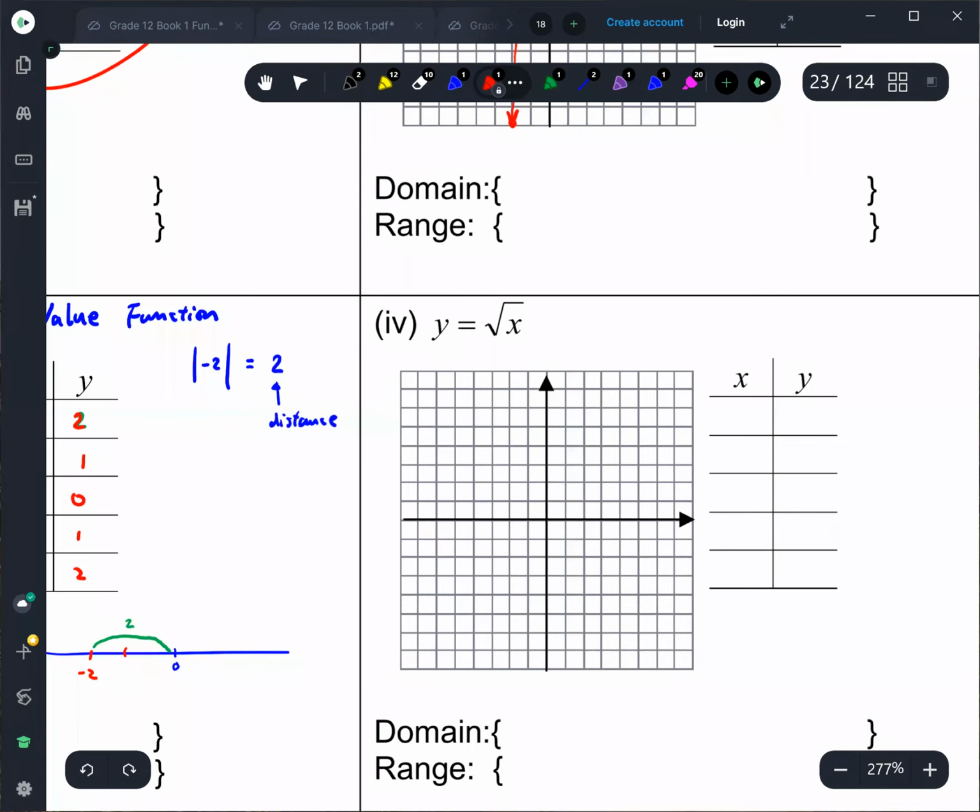So let's put a star on this one. That's a messed up star. Okay, so right here. Okay, so the x value for square root. Well, first of all, the name. Okay, this is called radical function.